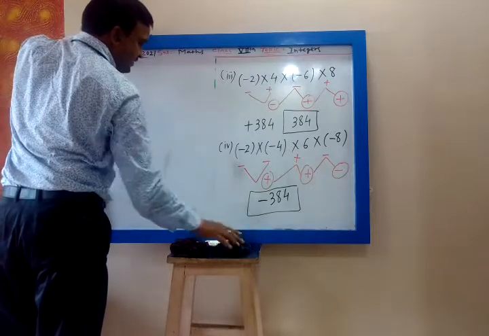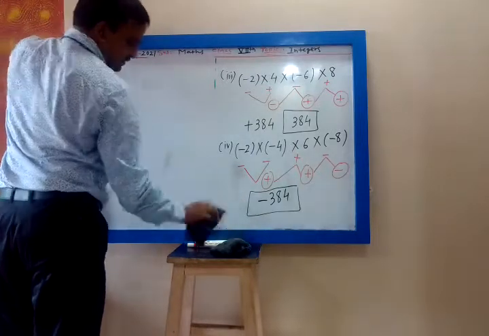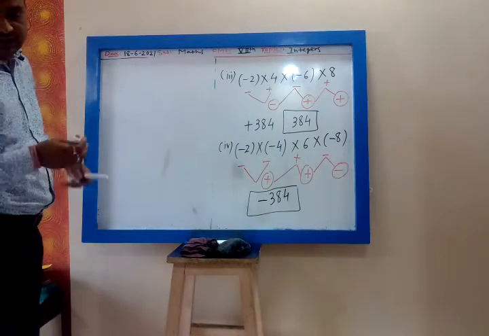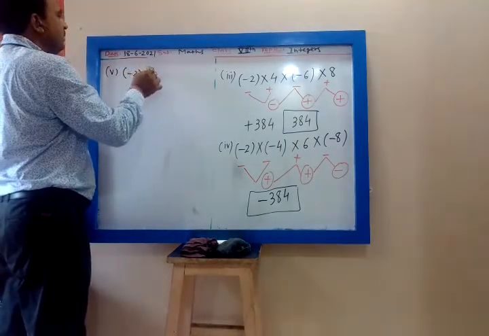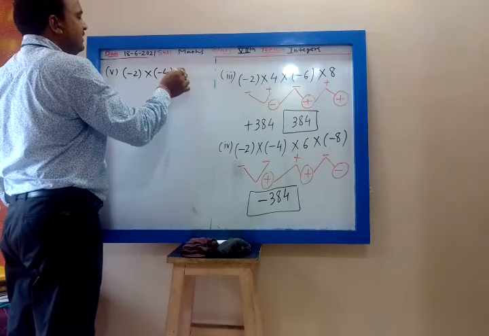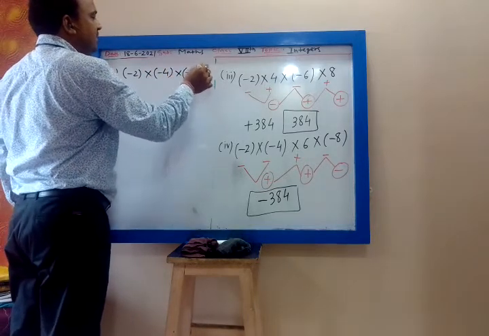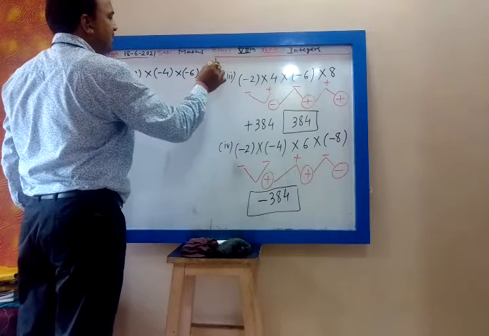So now next is the fifth one. Fifth one: minus 2 into minus 4 into minus 6 into minus 8.